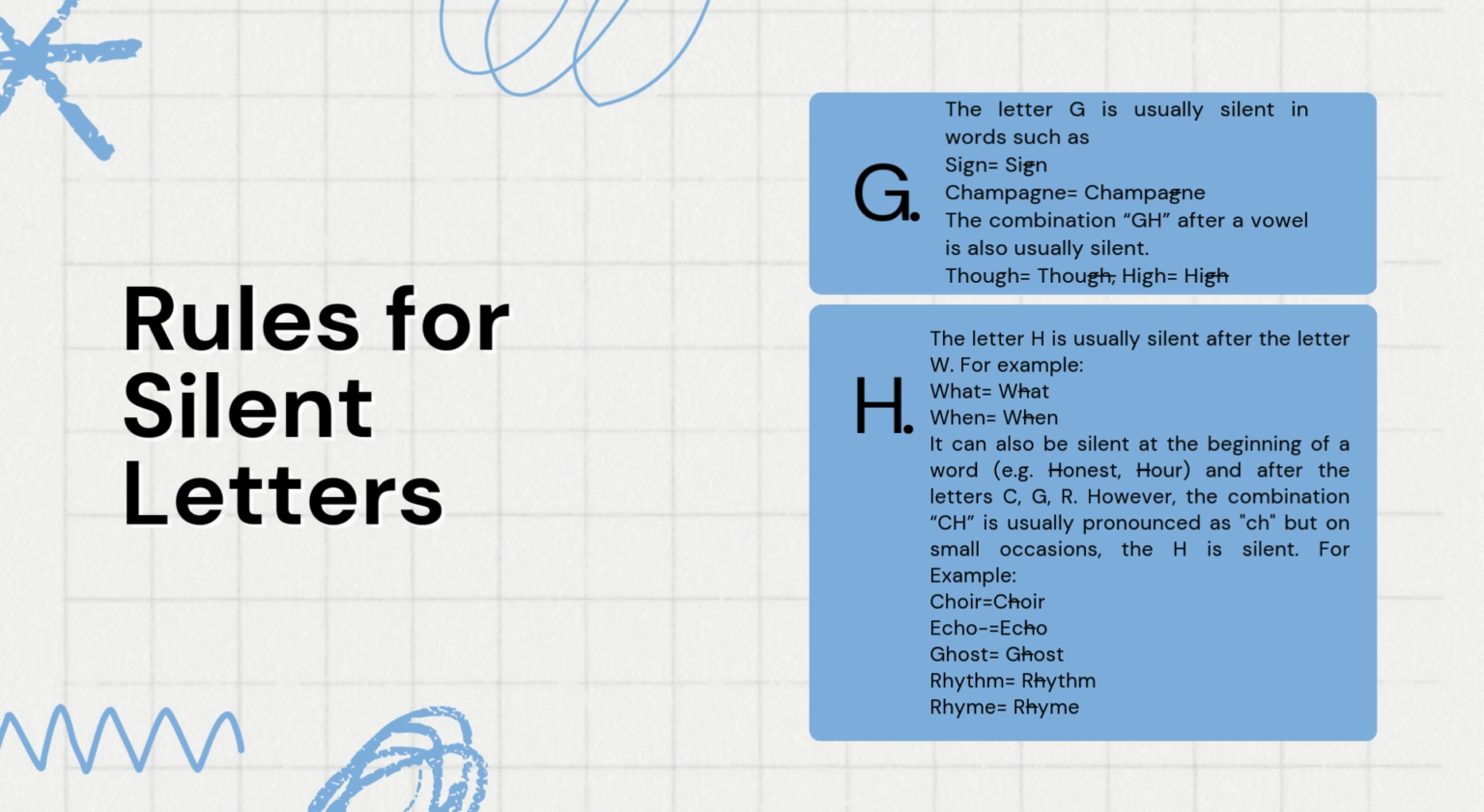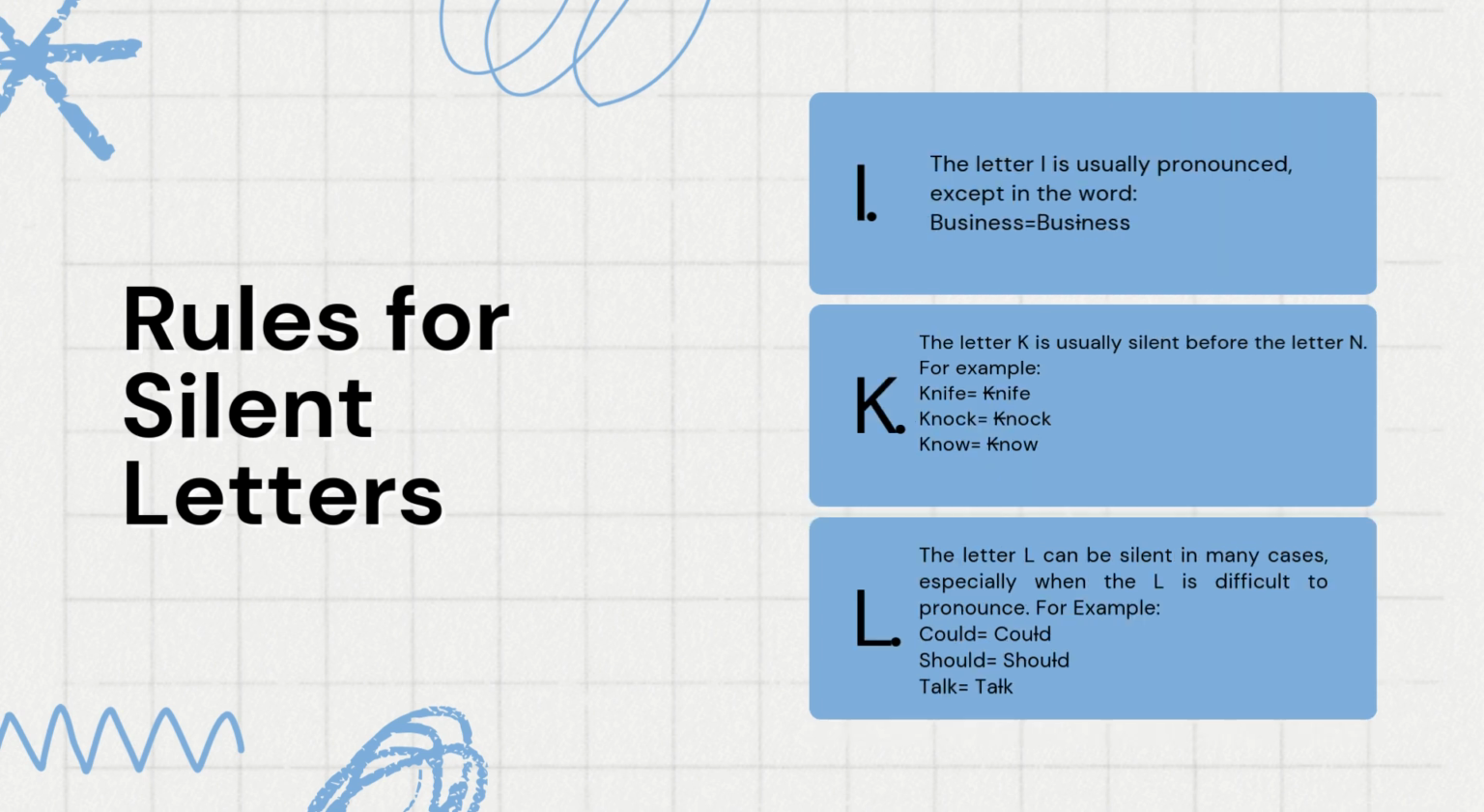For example, choir, echo, ghost, rhythm, rhyme. Now, the letter I is usually pronounced except in the word business. Now, the letter K is usually silent before the letter N. For example, knife, knock, know.